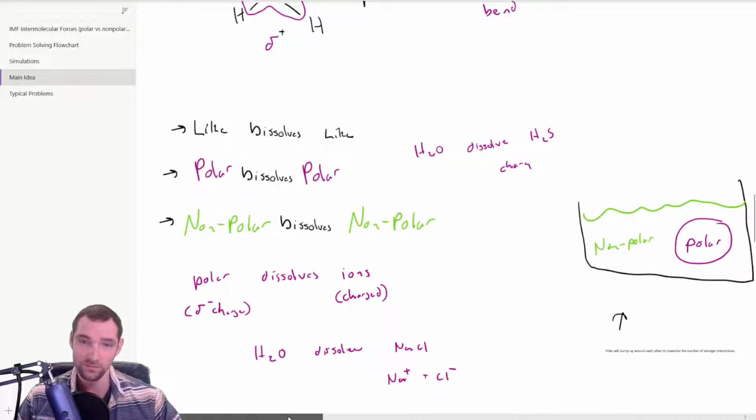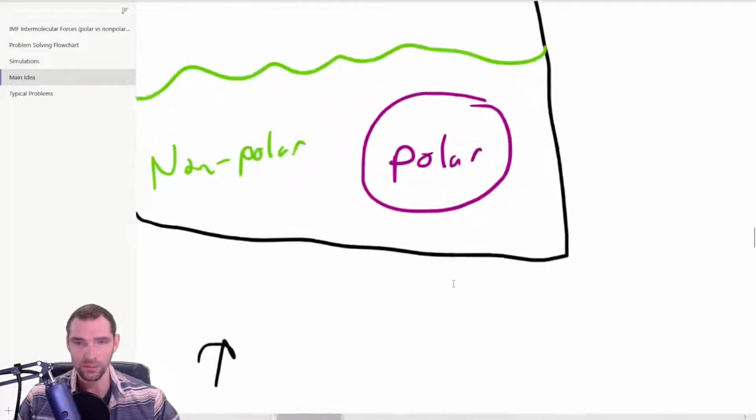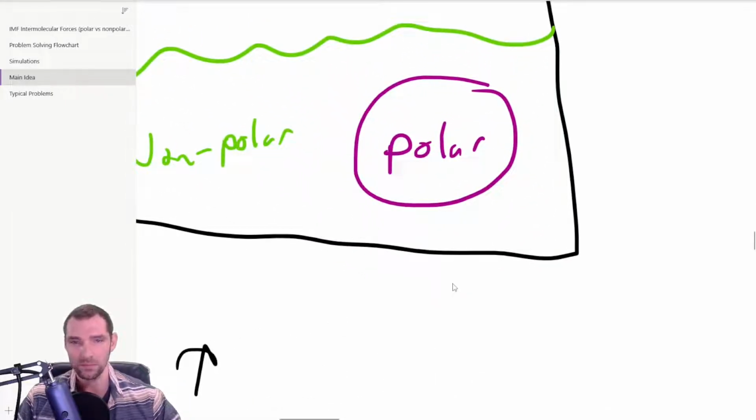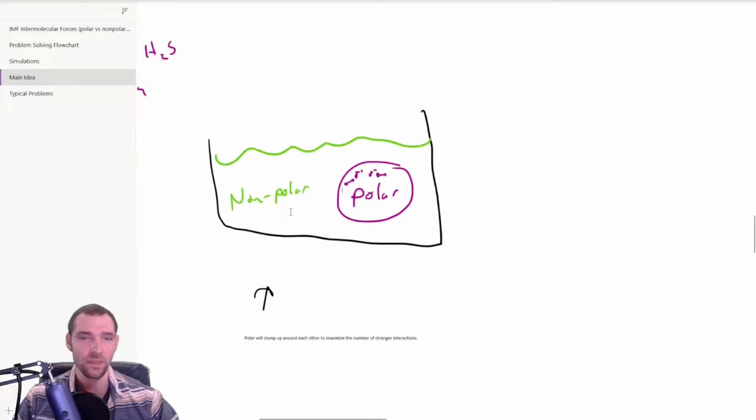So one way of thinking about this is that by dissolving, they're increasing the number of strong interactions between them. If you have something that's polar and nonpolar, the polar things are going to maximize their positive and negative interactions if they're all next to each other. Like these guys right in here, they're going to be able to interact with more charges if they're all bundled up together. That's why polar things end up not dissolving in nonpolar solutions.